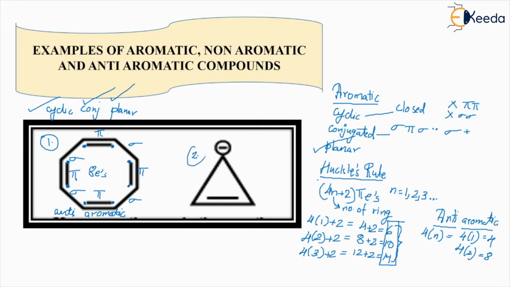Let's try with the second one. This is my second option over here. Is it cyclic in nature? Yes, it is cyclic in nature. Is it conjugated? Let us check. Sigma, pi, sigma, and a lone pair. Yes, it is conjugated in nature. Is it planar in nature? Always. Now, how many pi electrons does it have? It has 1, 2. And if we consider the negative sign as a lone pair, then I have 3 and 4. So again, is it aromatic in nature? No, it is not aromatic in nature.